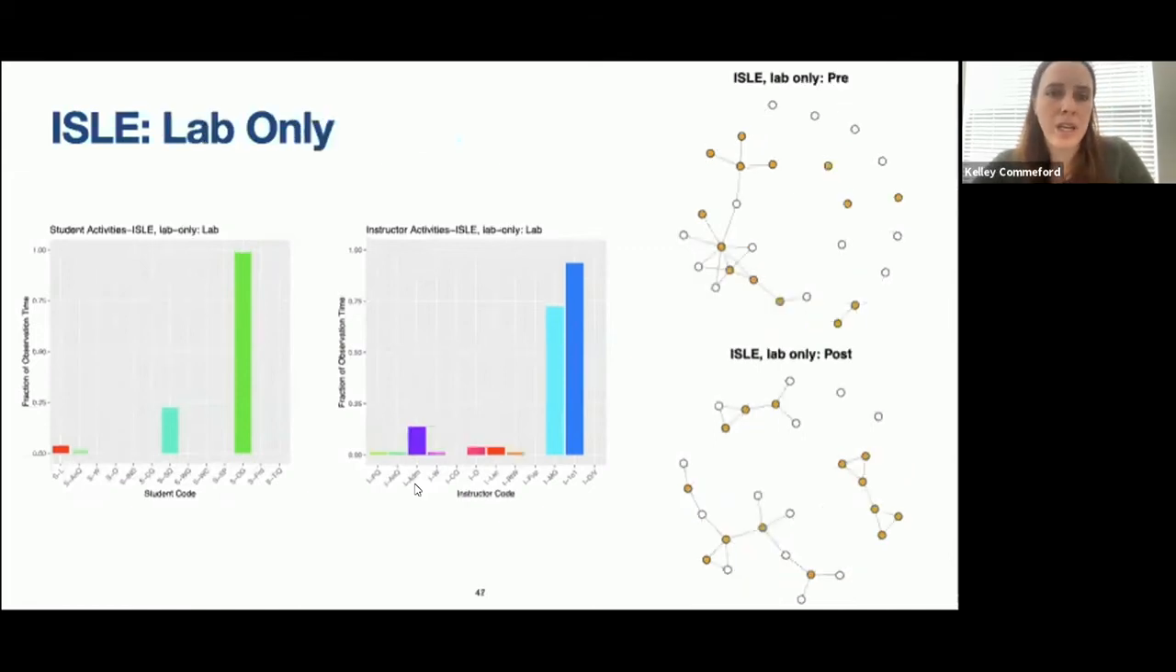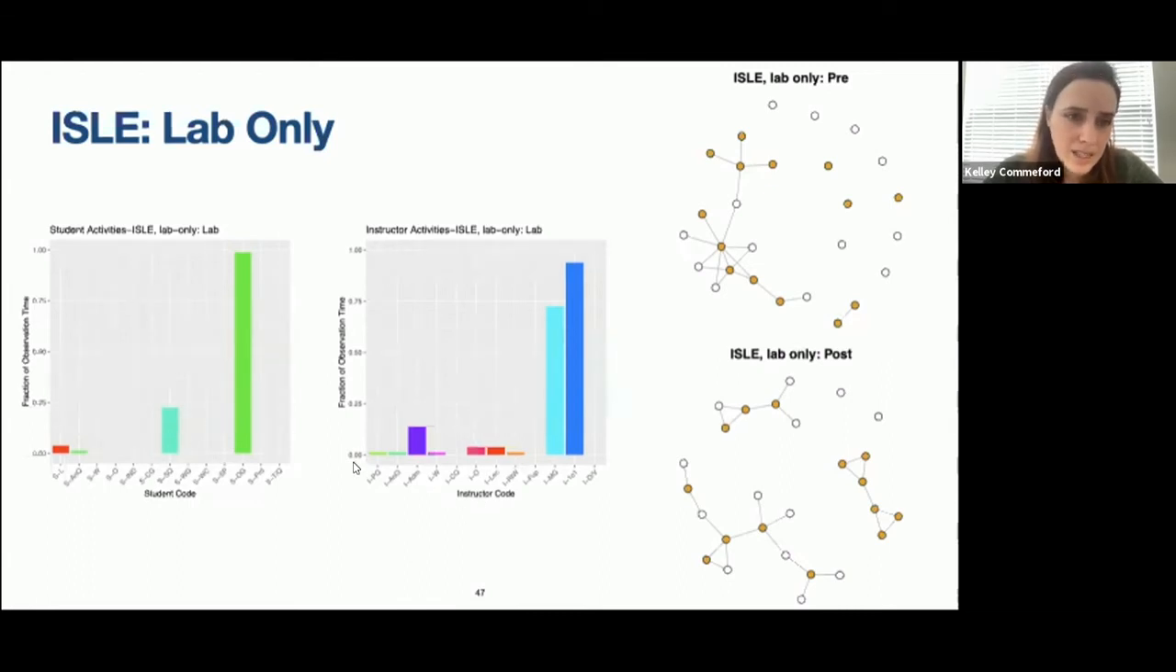For the lab only implementation, this portion of the course could be taken separately from the lecture and recitation. So they didn't necessarily have to take it in the same term. And again, we can see the lab groupings showing up in the networks with some branching between groups. And our students are mostly working in groups, asking questions to the TA.